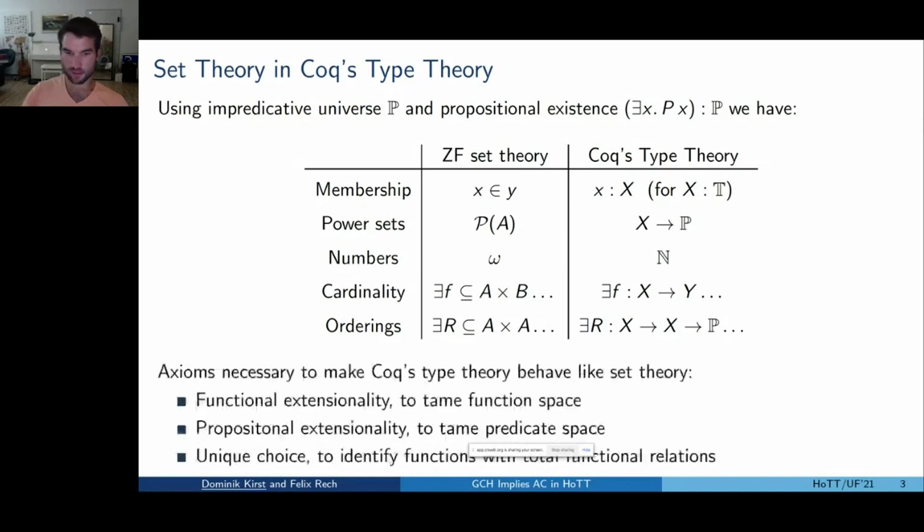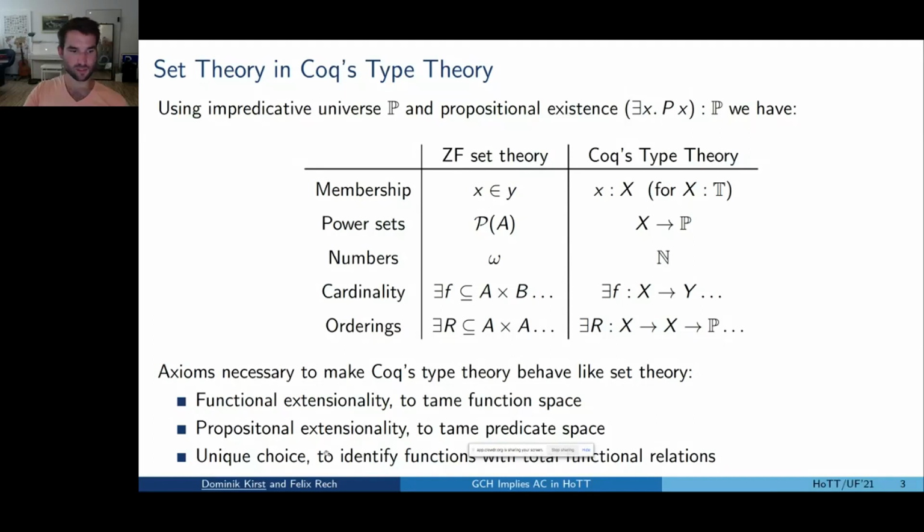But then the problem is that in Coq's type theory, this is not exactly well behaved. So it differs a bit from set theory, mostly because Coq's type theory is much more intensional. And so what we had to do in the proof before is we had to make a lot of assumptions. So for instance, we assumed functional extensionality and propositional extensionality, so that the function space and the predicate space behave as you would expect it in set theory. And also in set theory, there is no difference between a function and a total functional relation.